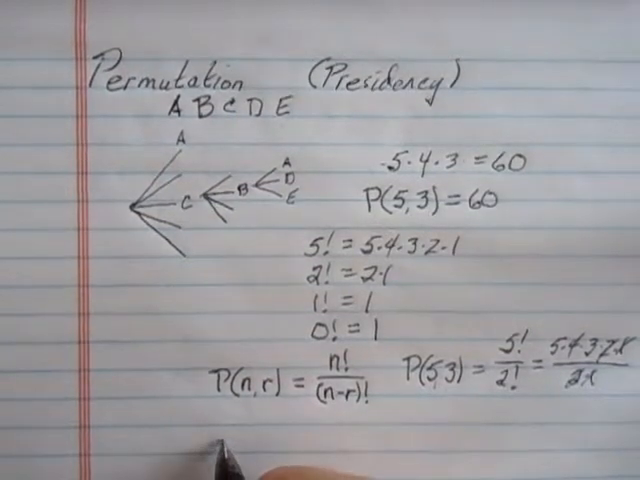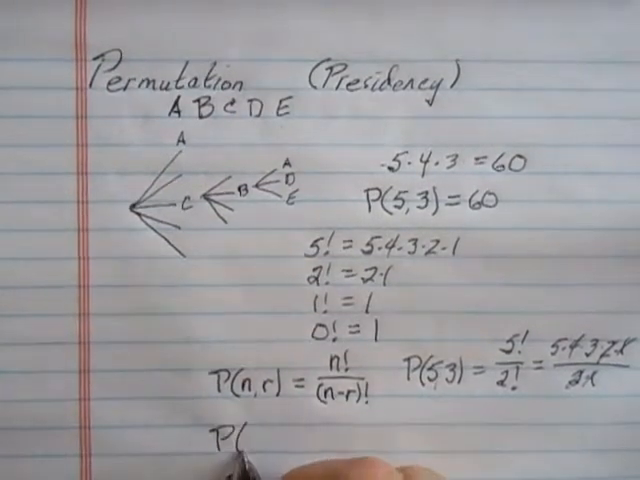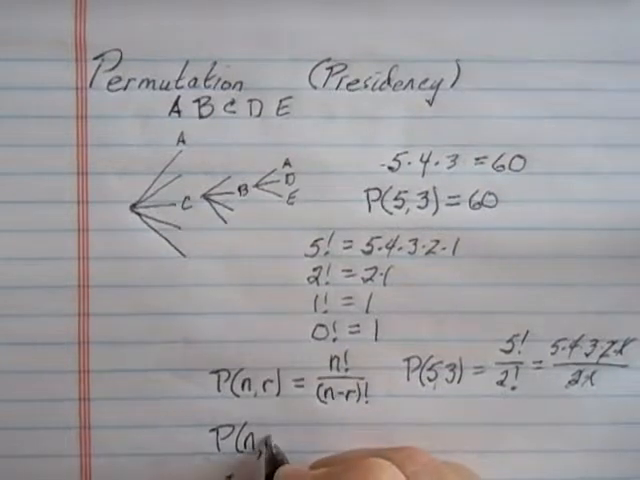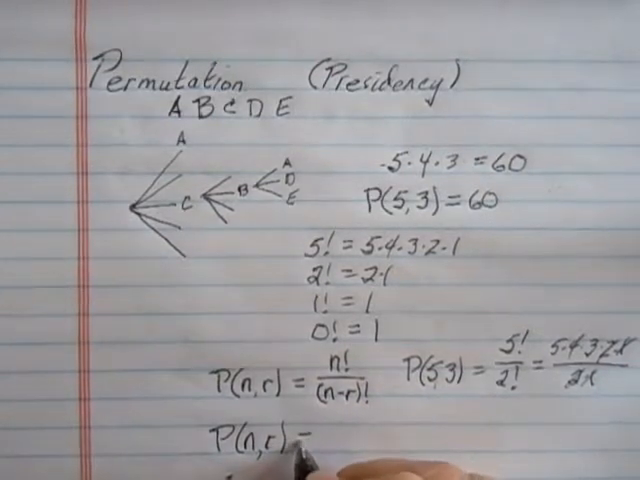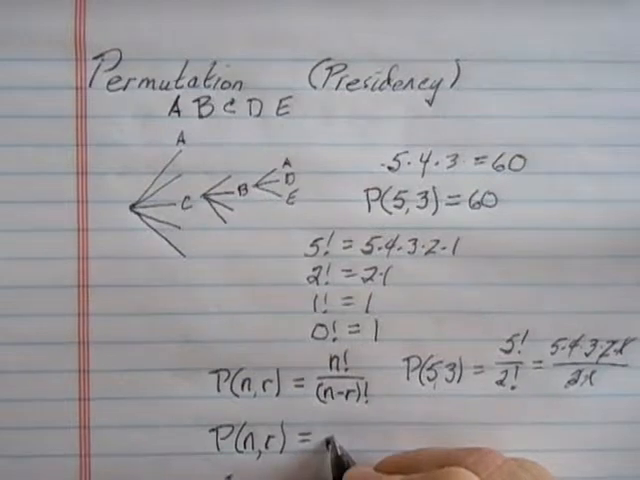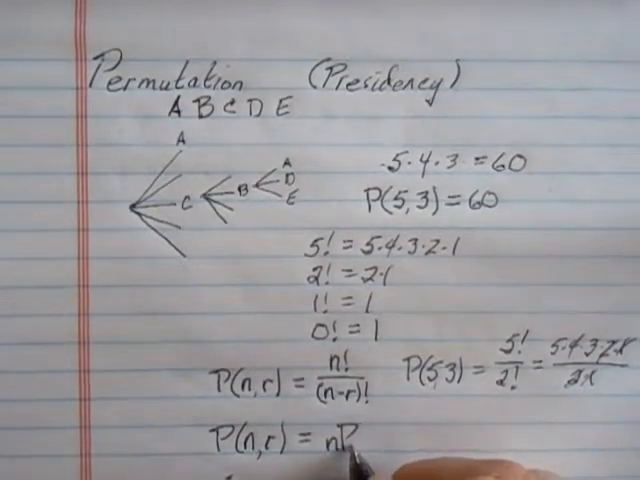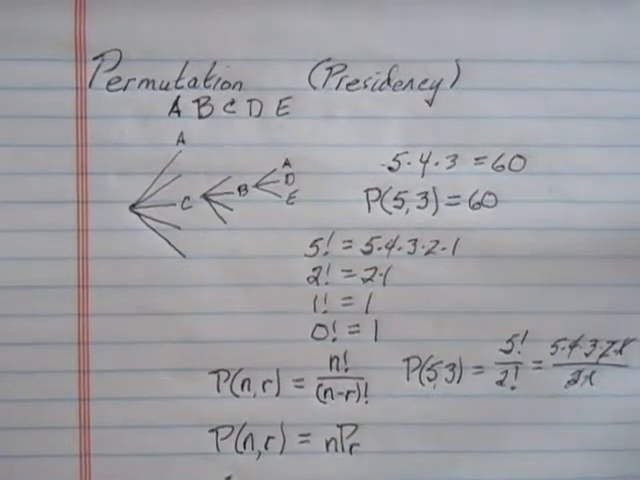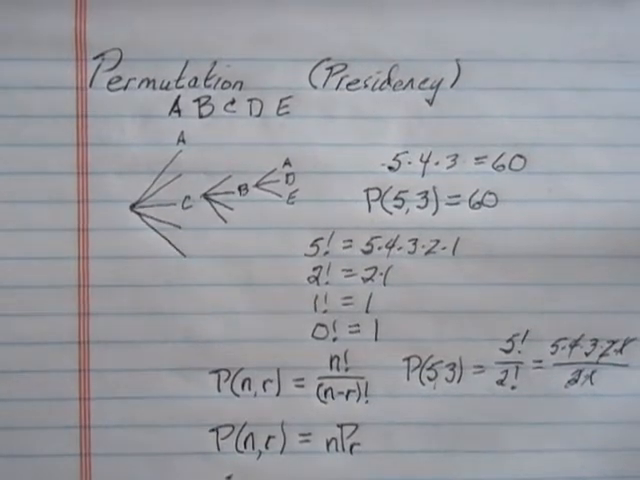Just one more quick note. Permutations can be written like this. That's a popular notation for it. Sometimes the notation is written like this. Okay, that's the end.